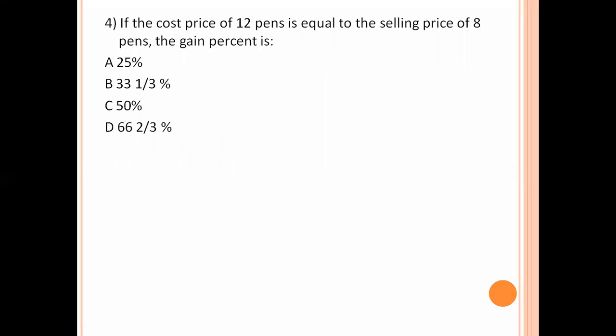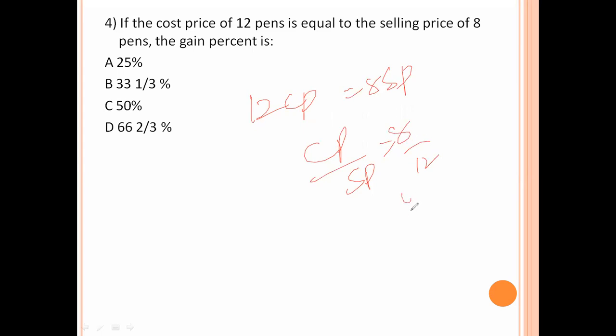Next, if the cost price of 12 pens is equal to the selling price of 8 pens, the gain percentage is? 12 pens cost price equals 8 pens selling price. Cost price by selling price equals 8 by 12. Cost price is 8, selling price is 12. So profit is 4. 4 by cost price 8 into 100, that is 50%. Option number C is the right answer.